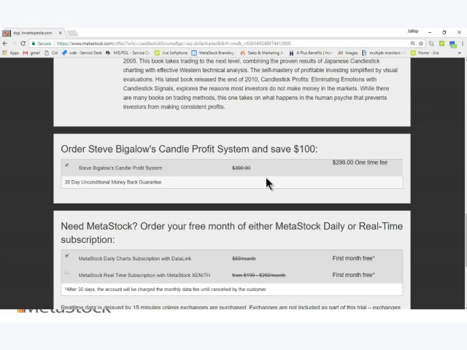So Tim says, yeah, if you don't pay the $59 per month after your first month, Tim and CB, you don't have access to the system. It's for MetaStock. Okay.